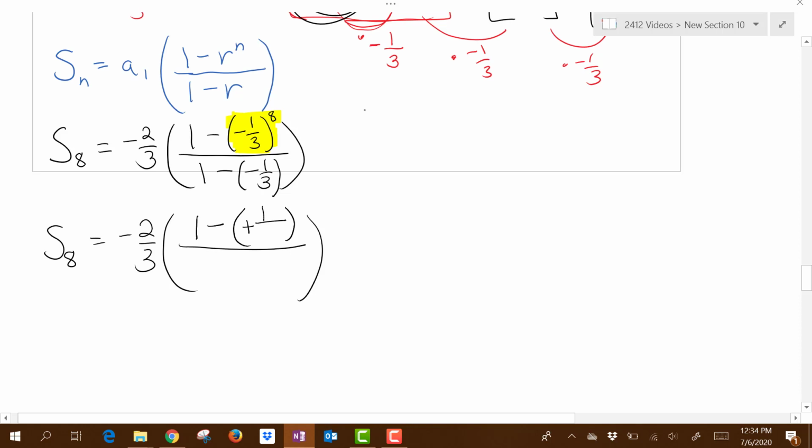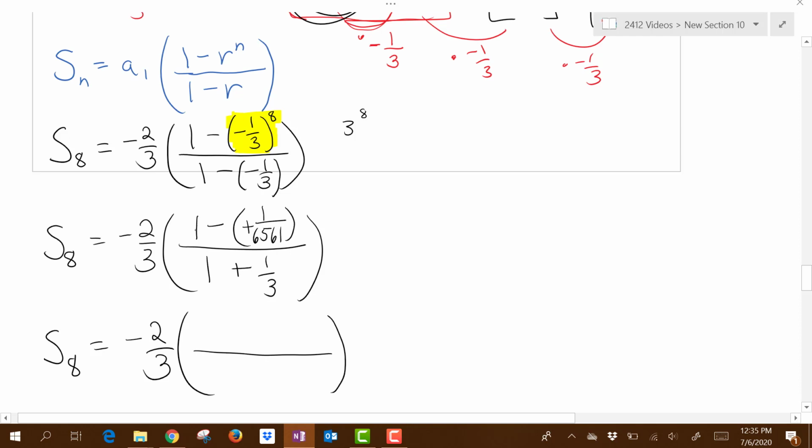3 to the power of 8, now you might want to put that into your calculator, just that part, and you get 6,561, all over 1 plus 1/3, because two negatives are going to give me a positive. Alright, so let's keep simplifying, making sure that our answer is exact all the way through. We don't want a decimal approximation.